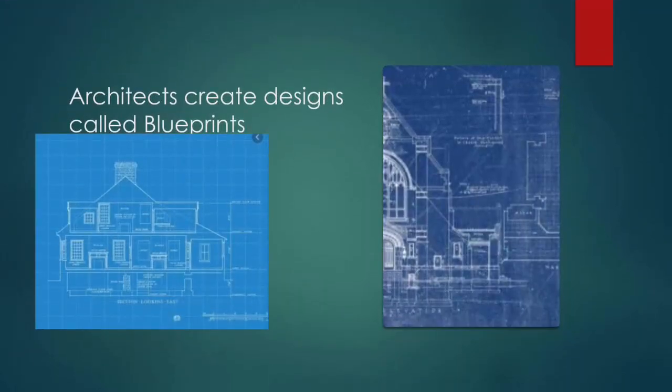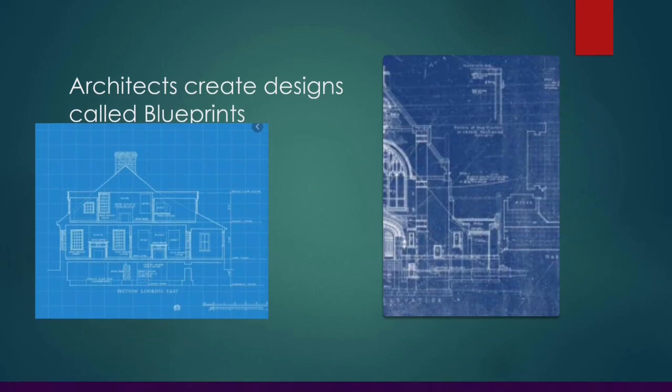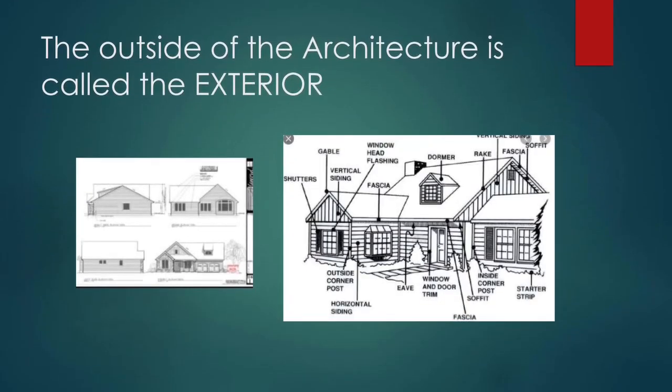Architects create designs called blueprints. So what you see here in these images is actually what an architect's blueprint might look like. One of them is a picture of a blueprint on paper, and the other looks like what a blueprint might look like on the computer. So like a digital design of a blueprint. Sometimes blueprints are actually on a white paper. They don't have to be actually blue.